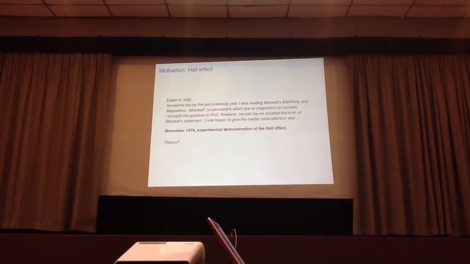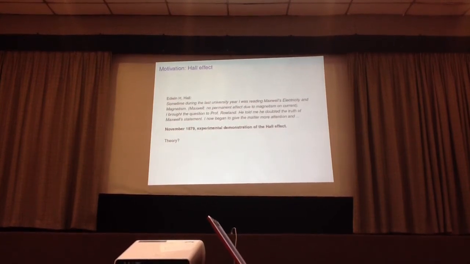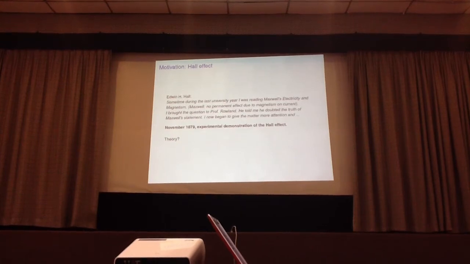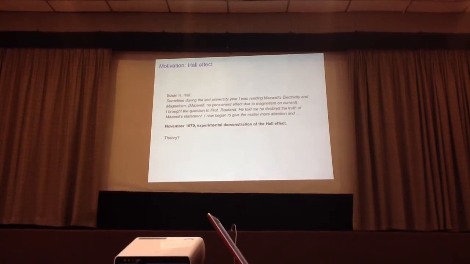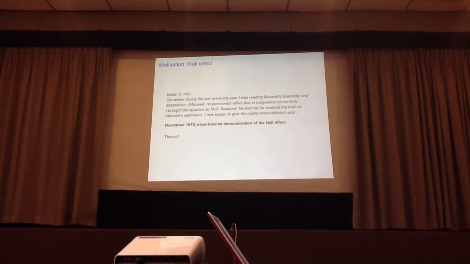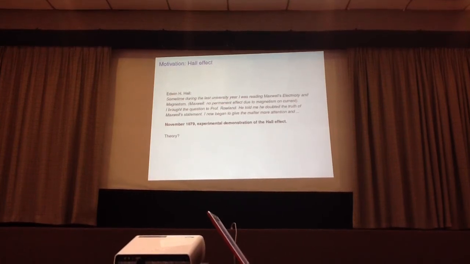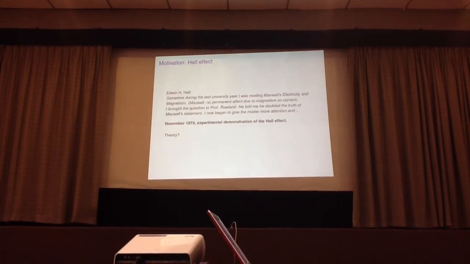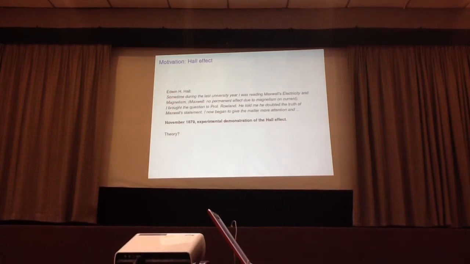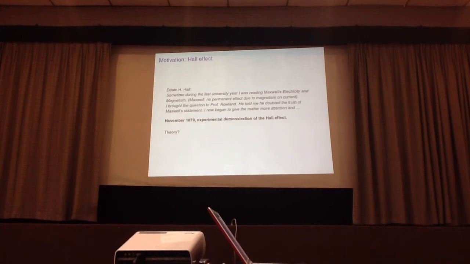Maxwell writes there should be no permanent effect due to magnetism on electric currents. Hall was intrigued by this statement. He said, I brought the question to Professor Rowland. He told me he doubted the truth of Maxwell's statement. That's quite something. I now began to give the matter more attention and went to the lab, and a couple of months later he had an experimental demonstration of what became the Hall effect. So it was not anticipated by Maxwell.